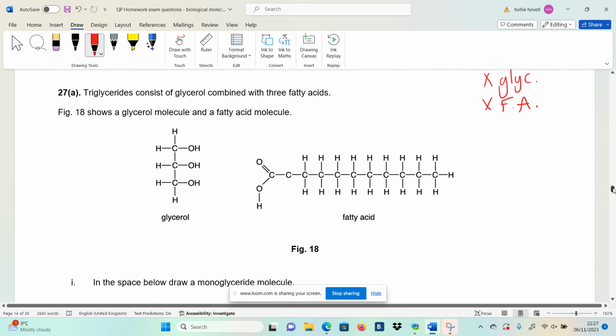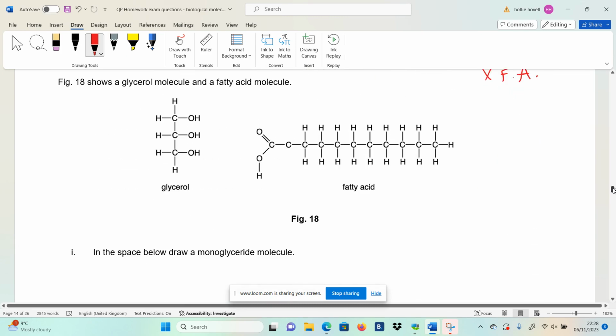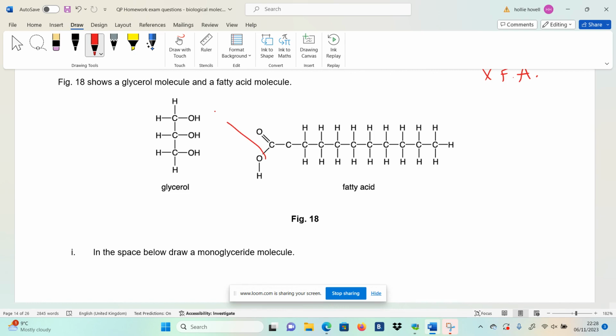Number 27, triglycerides consist of glycerol combined with 3 fatty acids. Figure 18 shows a glycerol molecule and a fatty acid molecule. In the space below, draw a monoglyceride molecule. Now, I'm not going to draw the whole thing out. All you have to do is, it makes a molecule of water. So if I just say I'm going to join it onto that top one there, there's your water, so they disappear. So don't draw those in your final molecule.